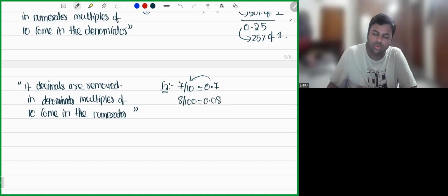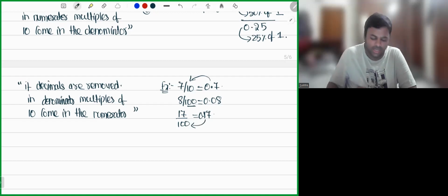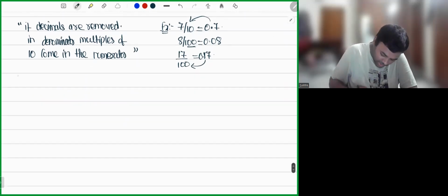Now, if you want to remove the decimal, after the decimal, how many numbers are there? 2 numbers are there. So in the denominator, you will get 100. Now 17 by 100 is there. I'll write it as 0.17. Now, if you want to write 0.17 back as a fraction, you will write it as 17 by 100. Like, for example, my dear friends, I'm having 17.015.